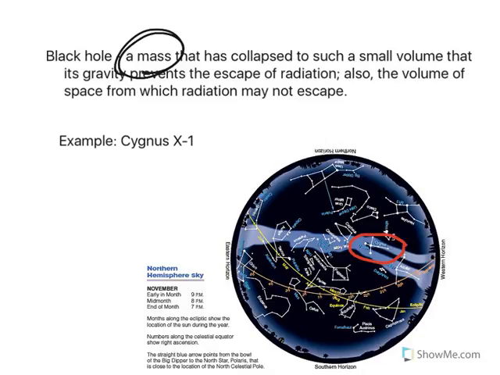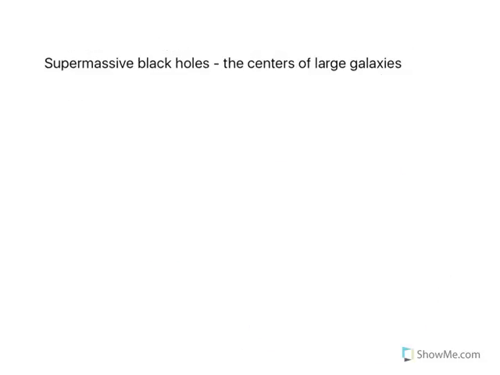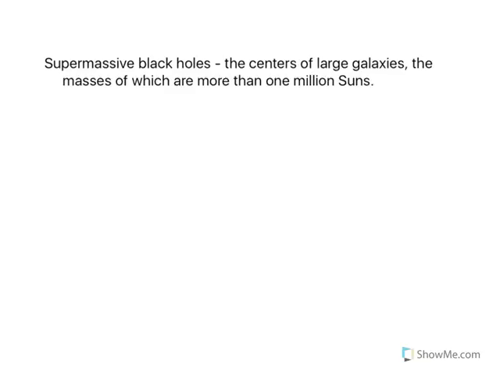Now let's go look at supermassive black holes. Supermassive black holes are the centers of large galaxies. Now the masses of these supermassive black holes are more than 1 million suns. So what this means is that there is more than 1 million solar systems' worth of mass in the centers of these very large galaxies. So you can see that a supermassive black hole is not the same thing as a black hole.